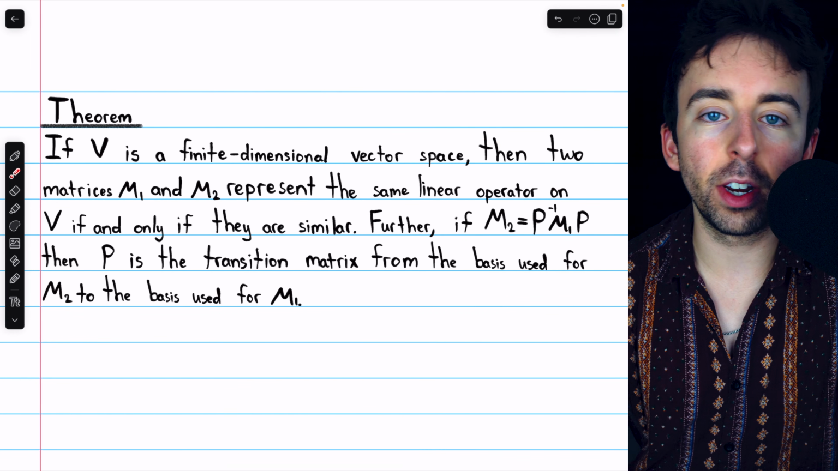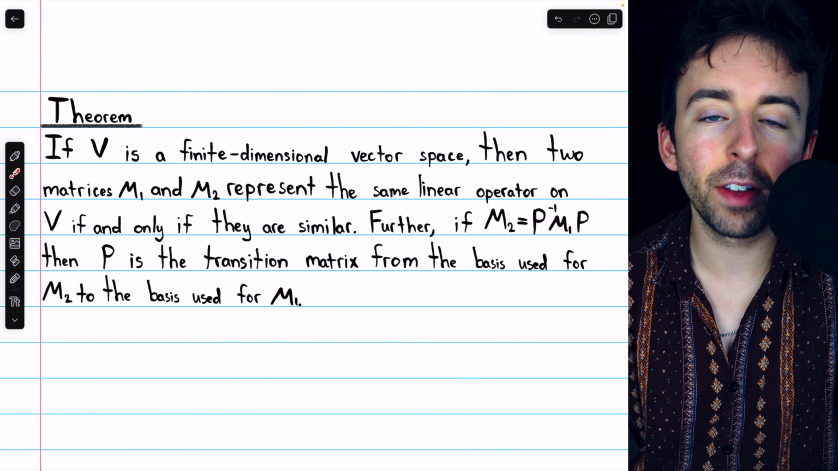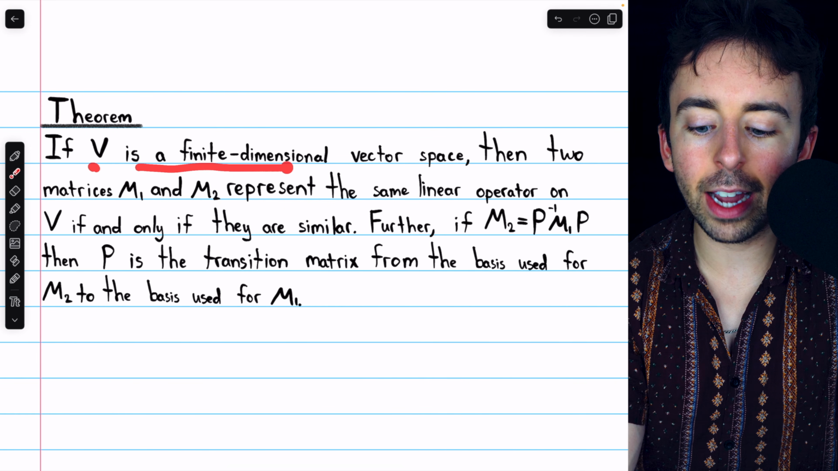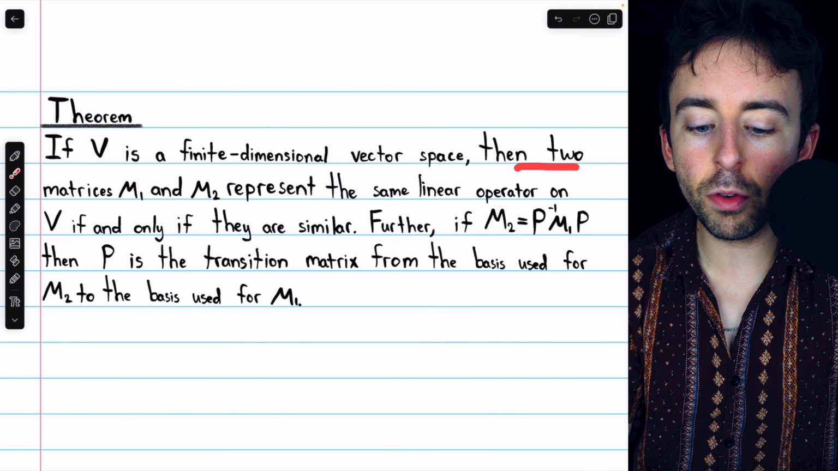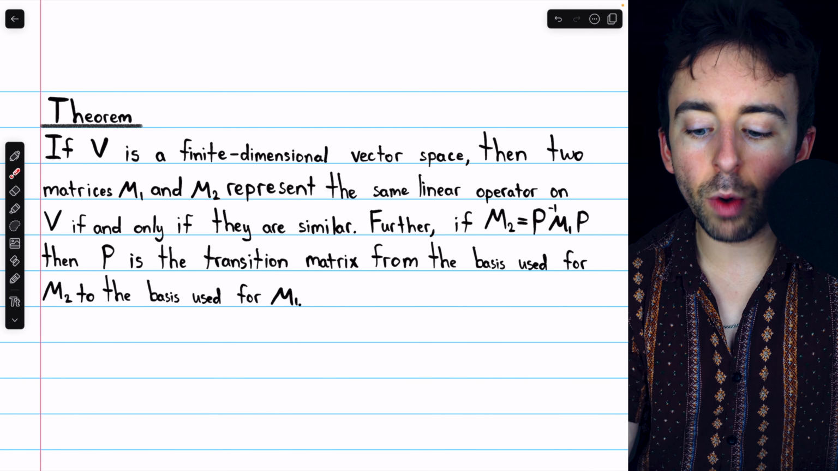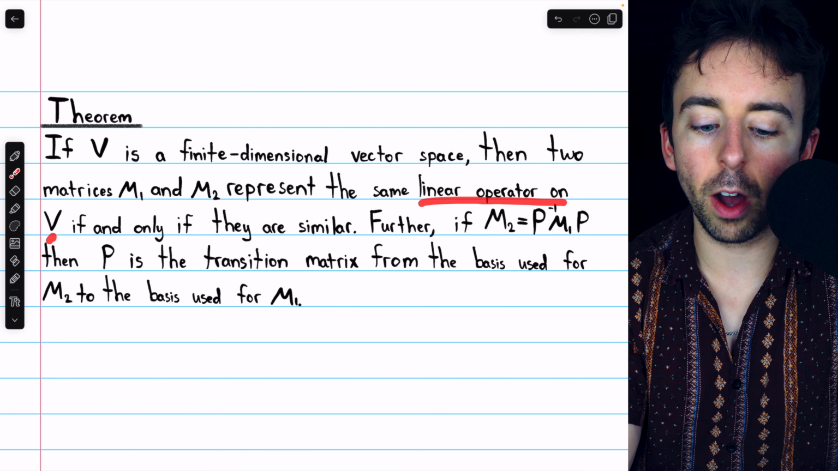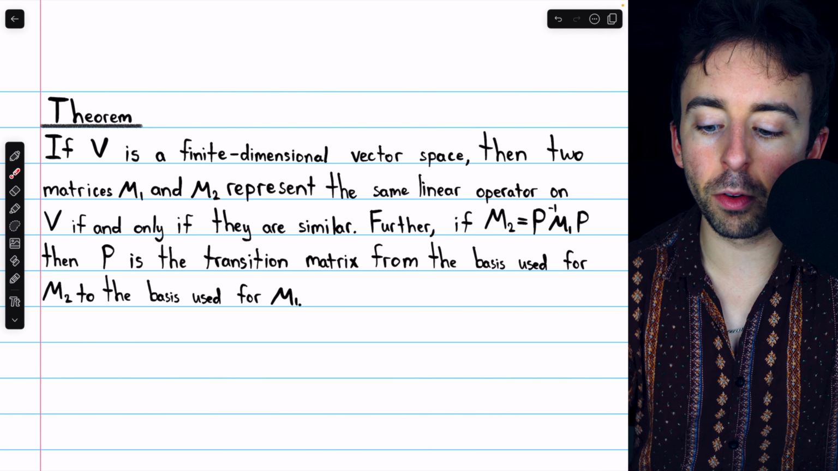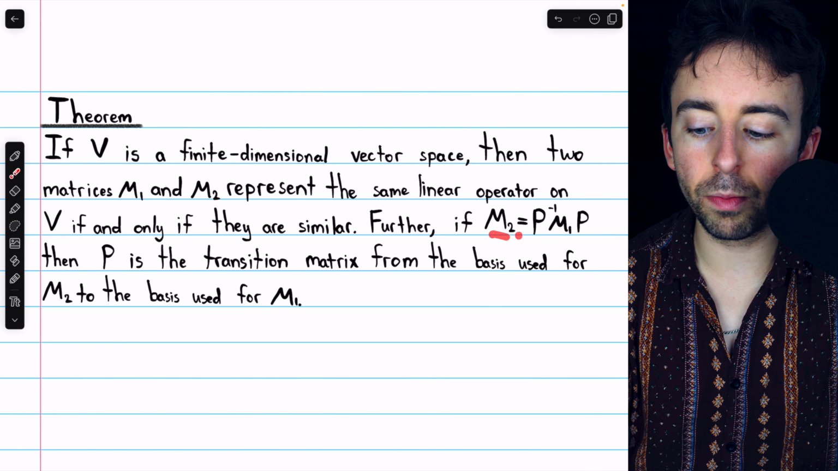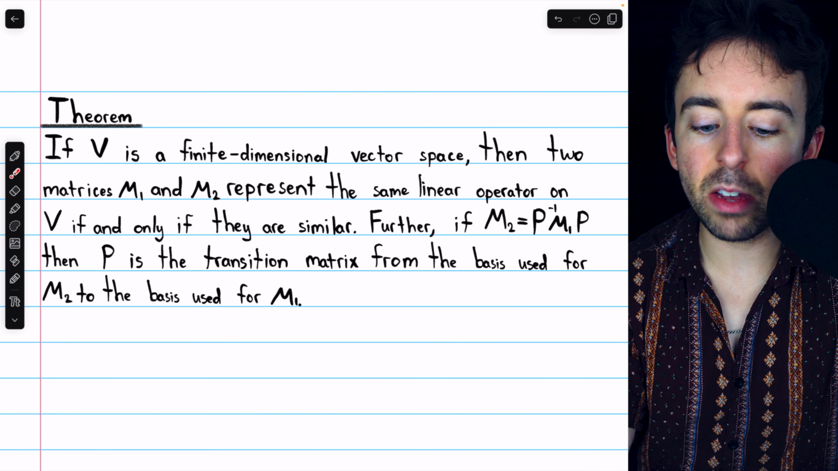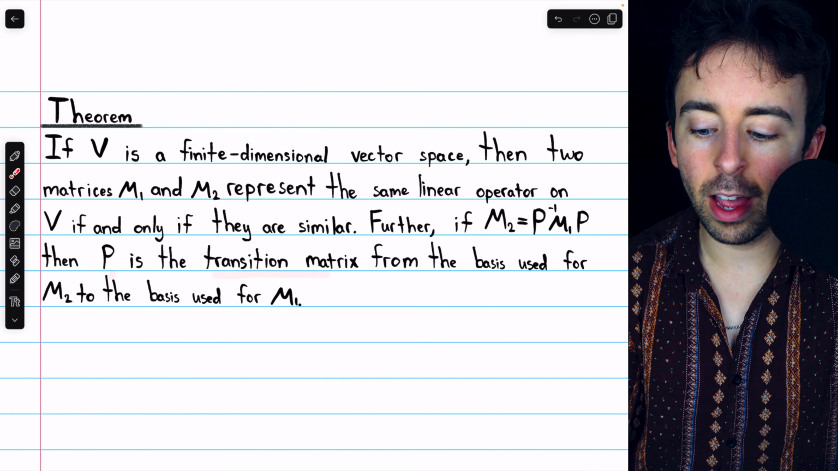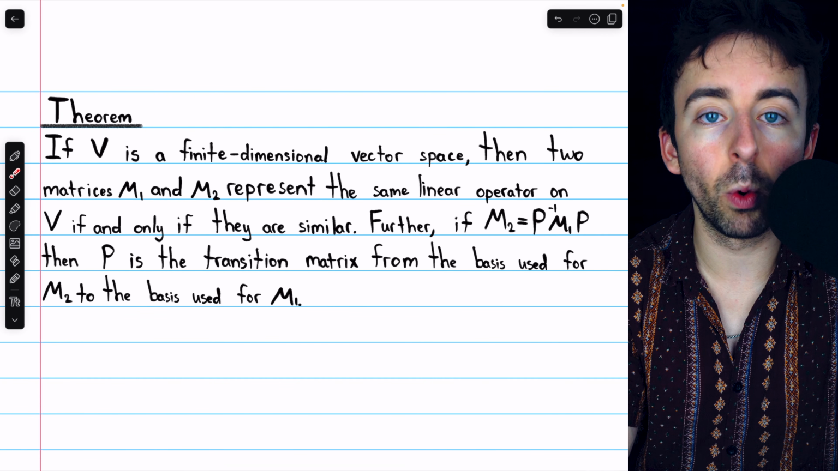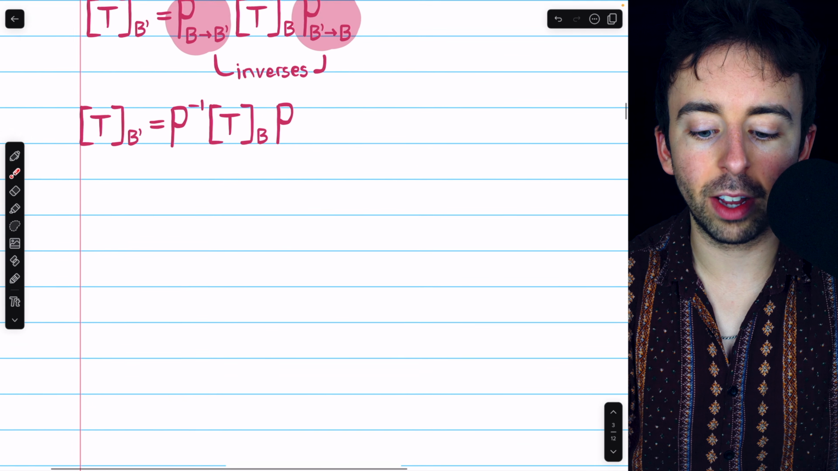I'll leave a link in the description if you want to check out the proof of the other half, but we're going to take the other half for granted in this video. If V is a finite dimensional vector space, then two matrices M1 and M2 represent the same linear operator on V if and only if they are similar matrices. Furthermore, if M2 is equal to P inverse M1 P, then P will have to be the transition matrix from the basis used for M2 to the basis used for M1. That's just like what we saw in our justification.